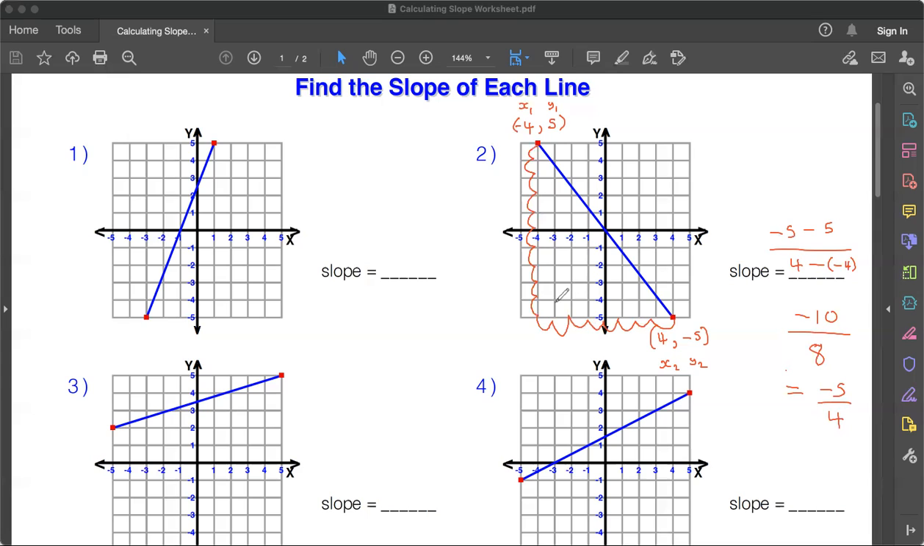Well, all these slopes are telling you is how much you have to go down and across to get from one point to the next. That's the easiest way that you can work it out.